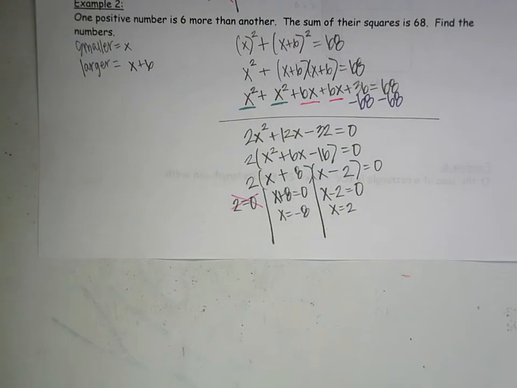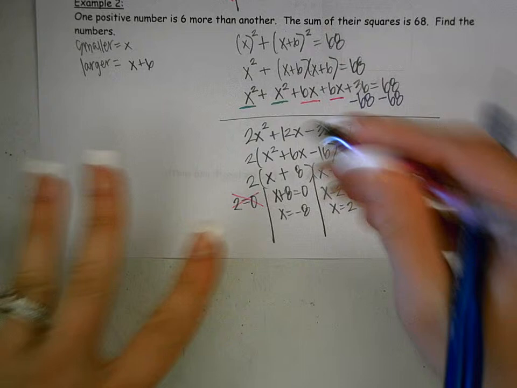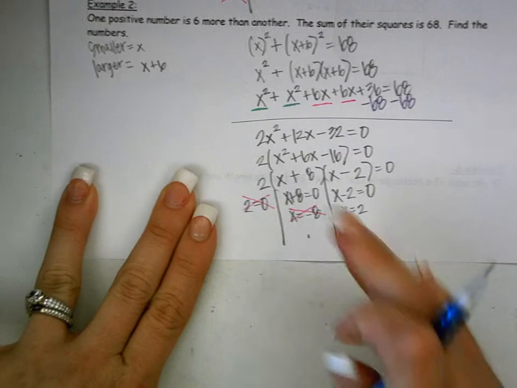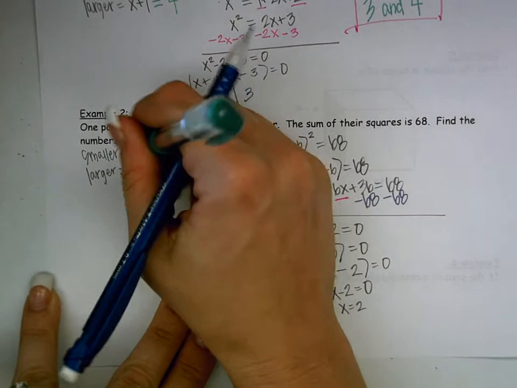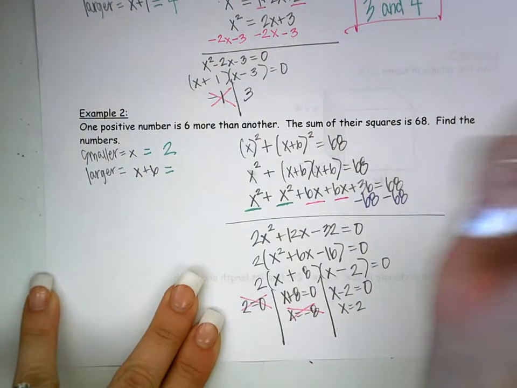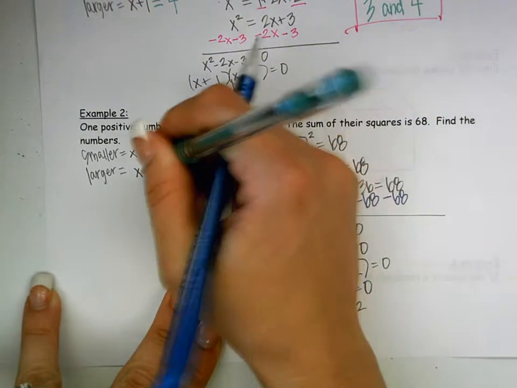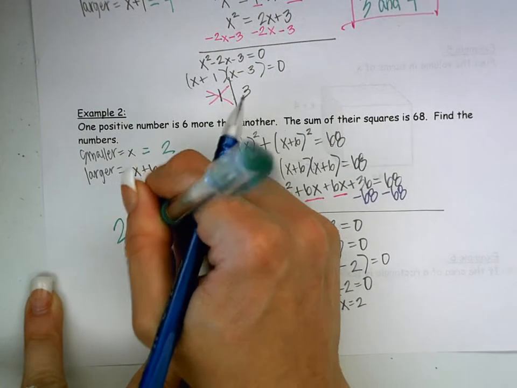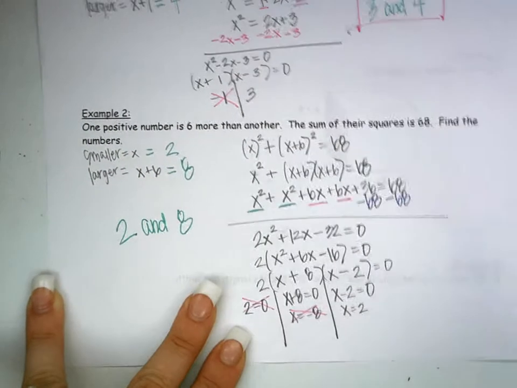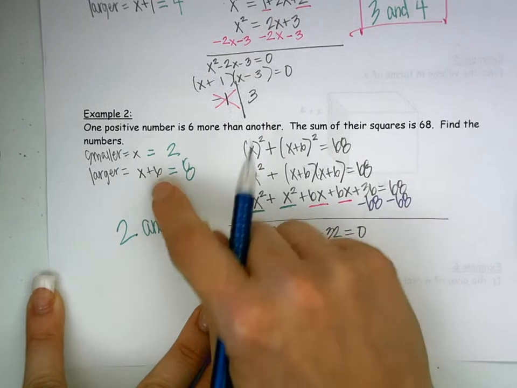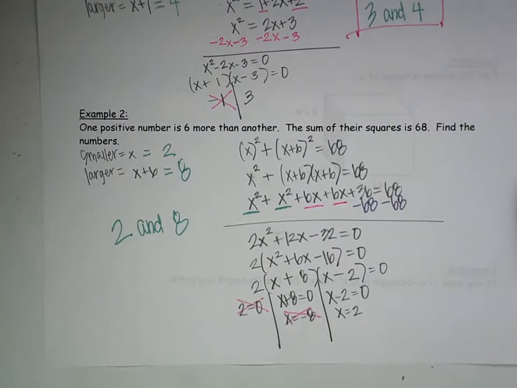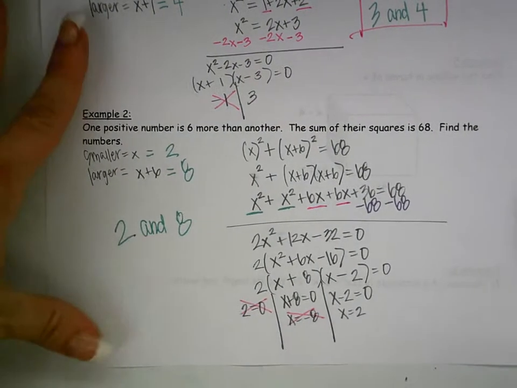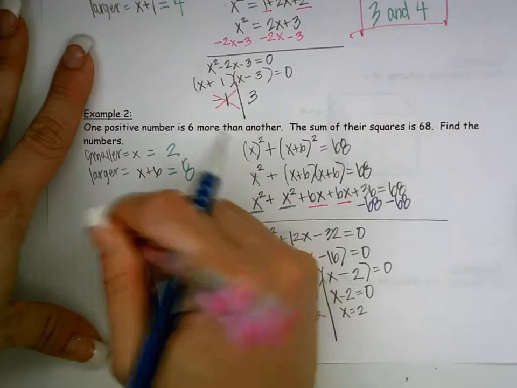Then, okay, so which one gets thrown away? The negative 8 gets thrown away because we asked for positive integers. So your first integer would be what? 2. What's the second one? 8. We're plugging in. So 2 and 8. That's why we write these down so then we can plug them in. So the first one was x, the second one was x plus 6, so 2 and 8.